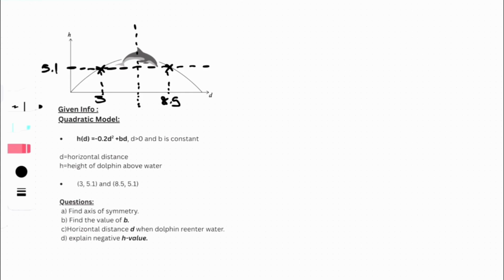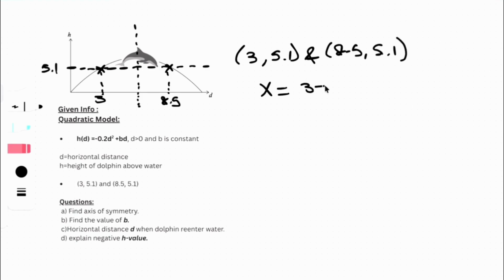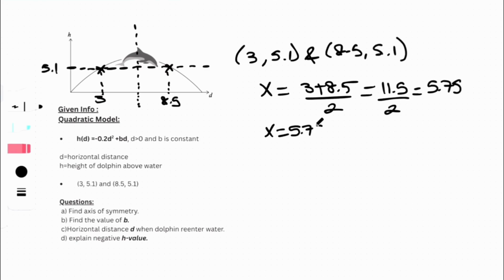So we can calculate the axis of symmetry of the parabola. We find the midpoint between the points (3, 5.1) and (8.5, 5.1). The axis of symmetry is calculated as follows: x = (3 + 8.5)/2, that is 11.5/2, which is equal to 5.75. So x is equal to 5.75.